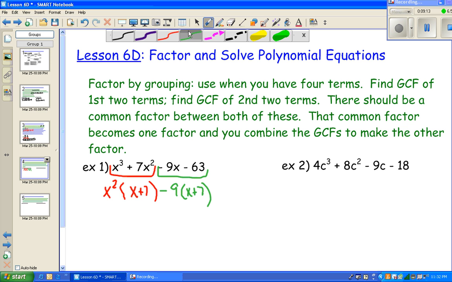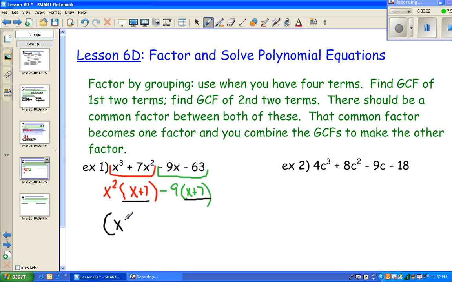So what has to happen for this to work is that you have to come up with a common factor there. That guy is going to be one of the factors in your answer. And then those GCFs that you pulled out are going to be the other one. So that's factor by grouping.